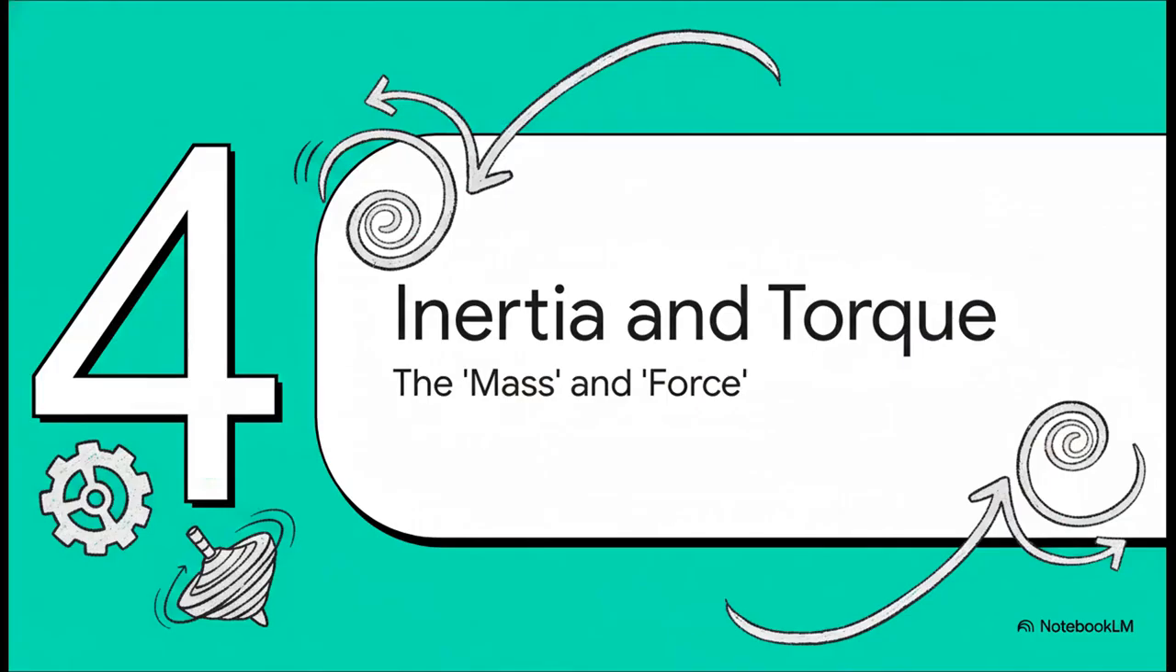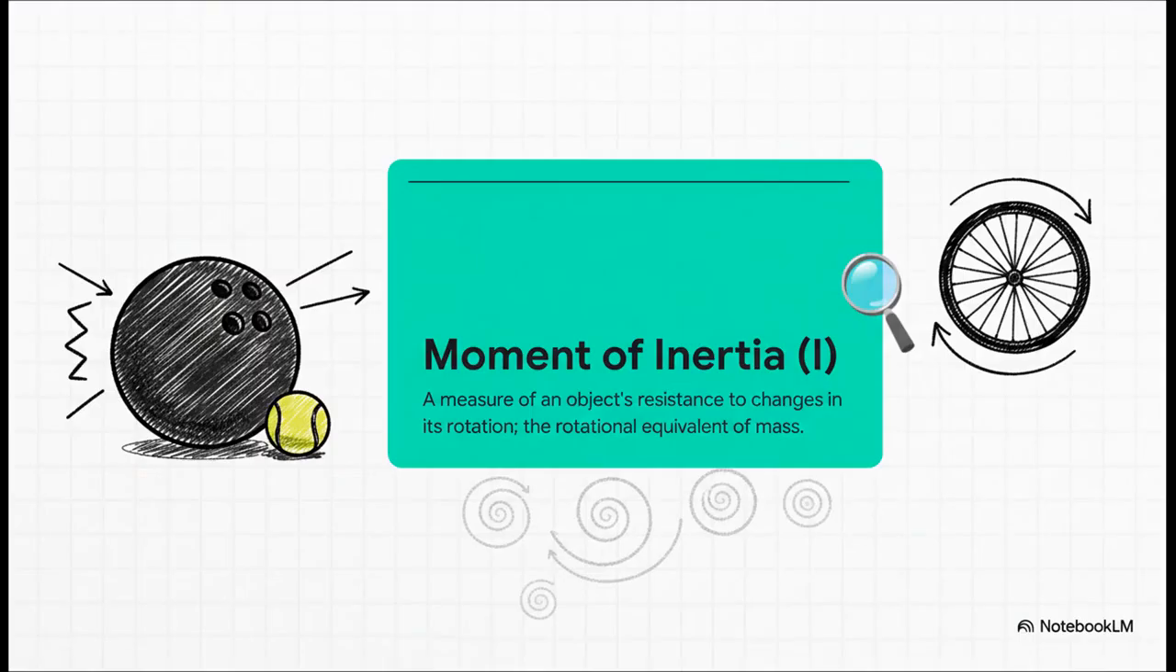Okay, let's zoom in on the two most important new terms on that table. These are the rotational versions of mass and force. If you can get a good feel for these two, I promise everything else will just click right into place. First up, moment of inertia. So, in straight line motion, mass is what we call inertia. It's an object's resistance to being pushed.